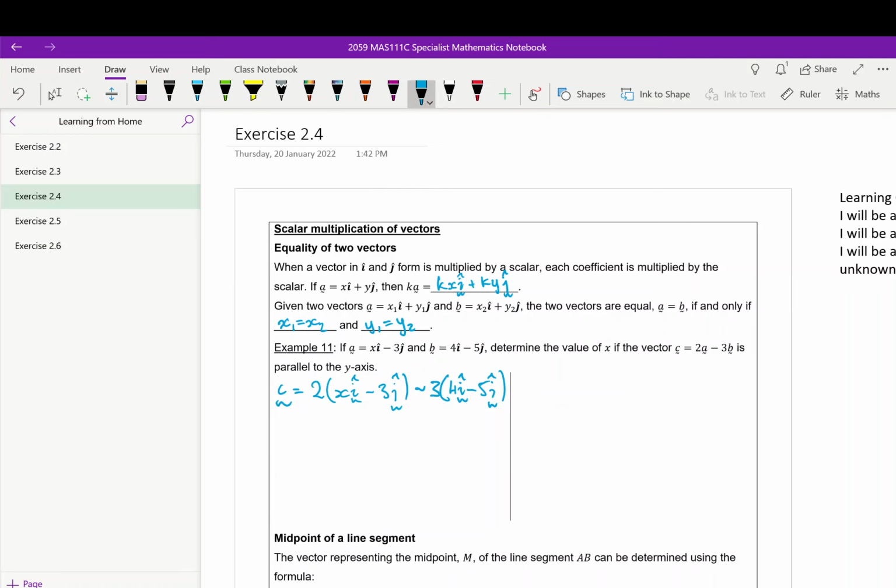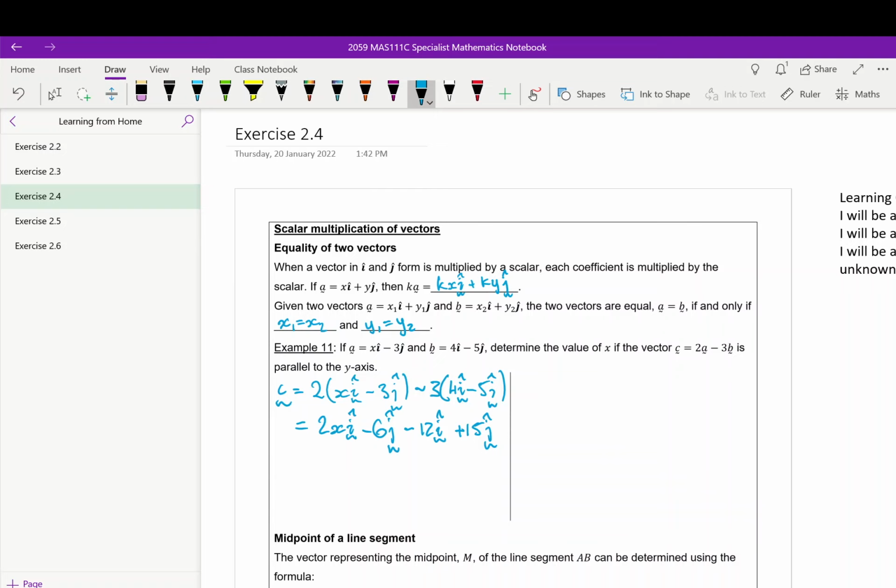So if we distribute this, we're going to get 2xi minus 6j minus 12i plus 15j.